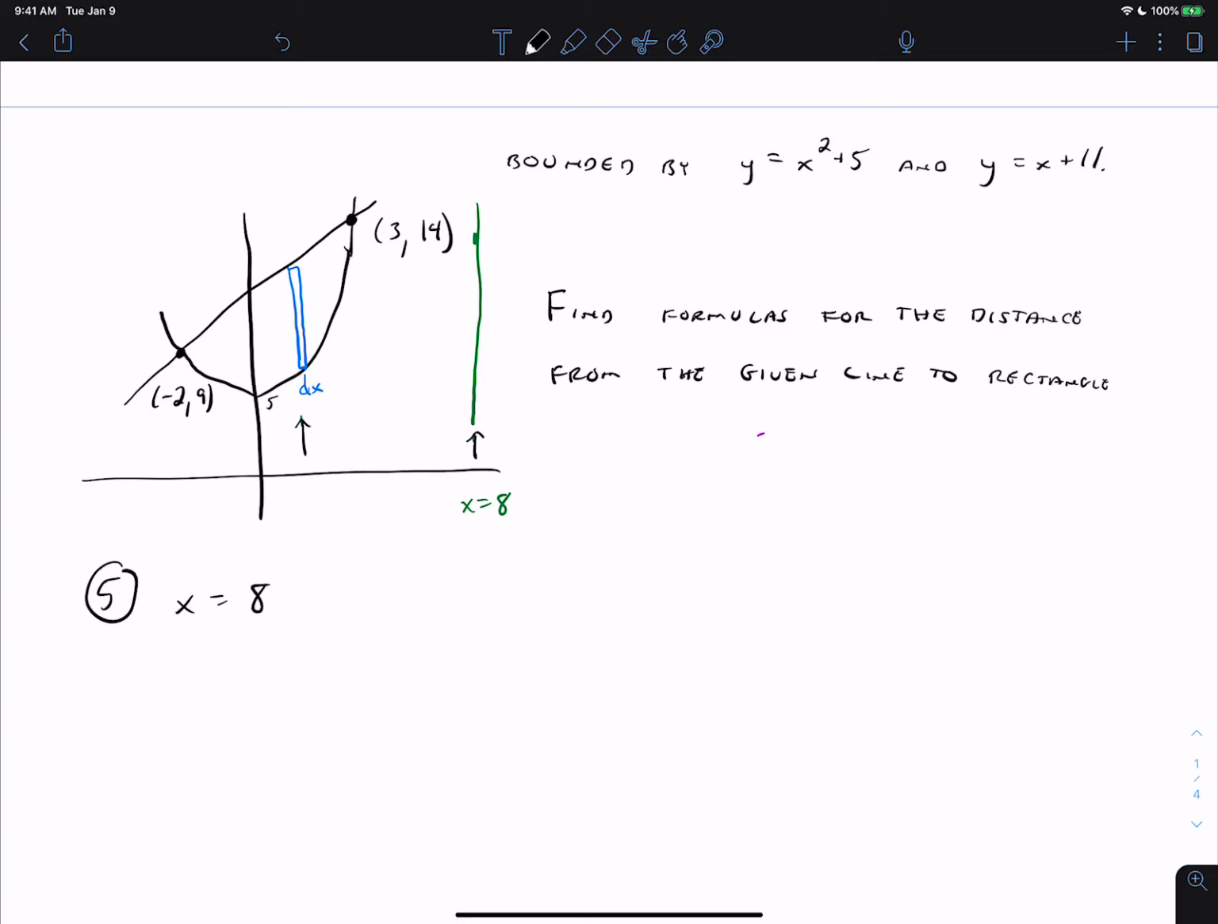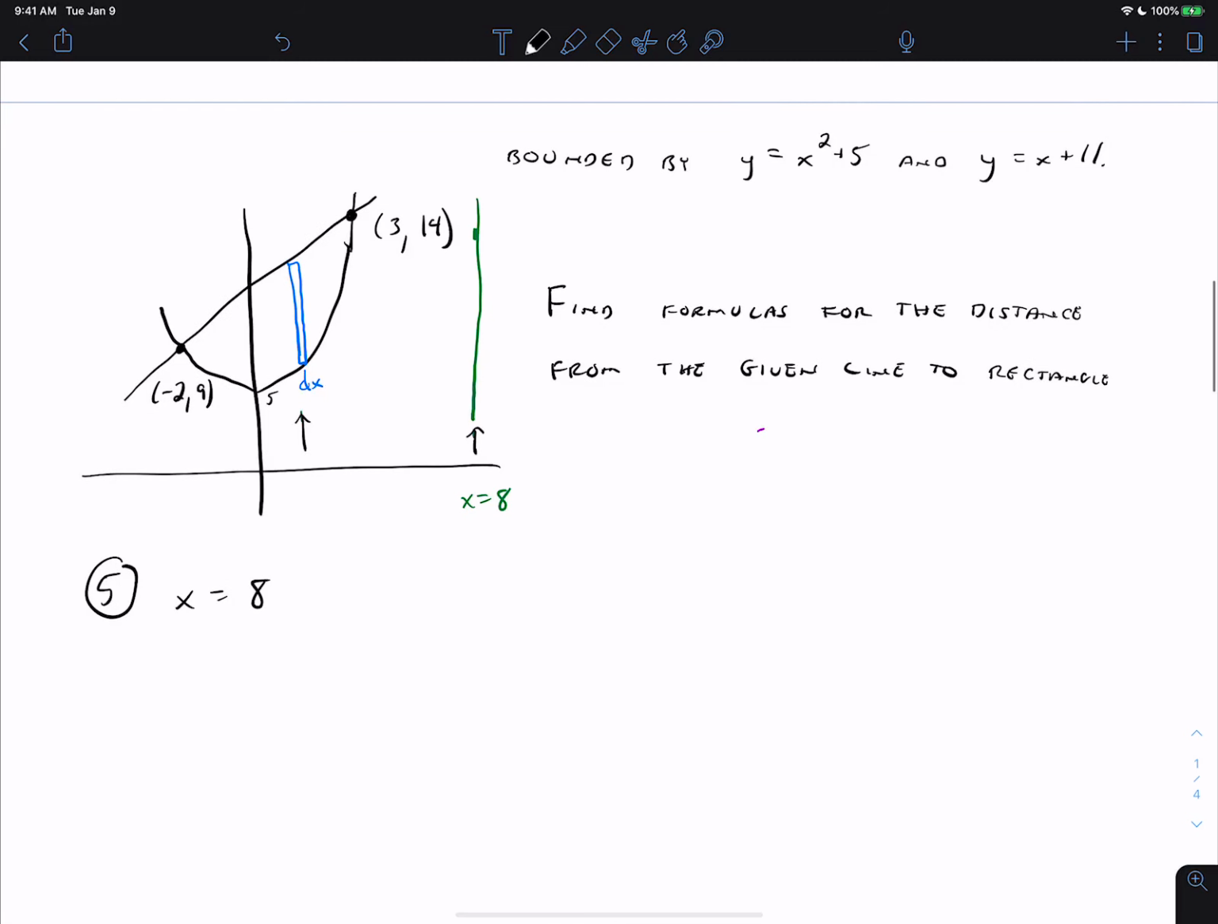Okay, so we take the right x minus the left x. The right x is clearly 8. The left x, it's important that it is x, and it is not x squared plus 5, and it is not x plus 11. X squared plus 5 is the y value on that parabola. X plus 11 is the y value on that line. We don't want the y value, we want the x value.